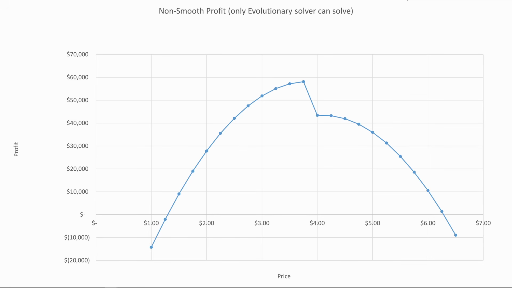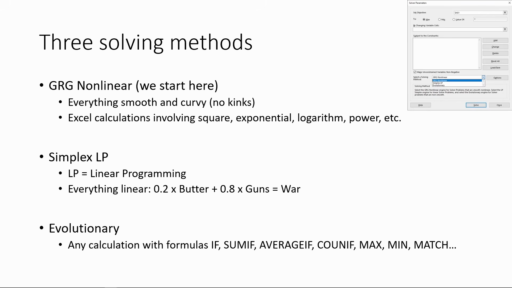An example would be if you have quantity discount, so the price changes at a certain demand level. Here you're going to have a sharp turn of how profit varies with price, then you will need an evolutionary solver to solve it. All we need for now is the GRG nonlinear, the default solving method.